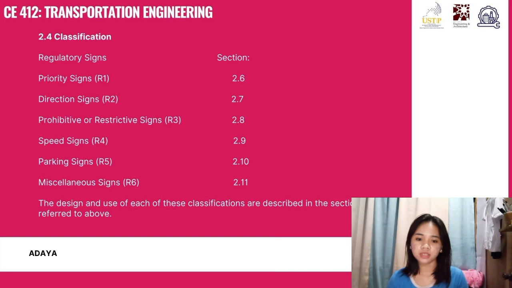So next is the parking sign, R5, in section 2.10. So you're familiar with parking signs, no? Parking signs tell you where and when you can park. An example of this sign is no parking or time limited parking. And then next is the miscellaneous signs or the R6, section 2.11. So these are other signs that give important rules, for example the weight limit and then the keep left or right. So stay on the side of the road shown.